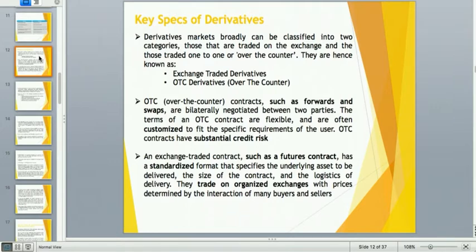Now we have the key specifications of derivatives. Like I've already told you, when we're talking about forwards and futures, futures are exchange traded derivatives, whereas forwards are over the counter derivatives. So what are we saying? That over the counter derivatives such as forwards and swaps are bilaterally negotiated, and the terms are flexible or customizable, and these contracts have substantial credit risk. Now when they're saying credit risk, this is the risk that the counterparty that owes money defaults on the payment. And with respect to OTCs, in India, OTCs are generally prohibited with some exceptions. I think those that are specifically allowed by RBI, RBI can have over the counter contracts.